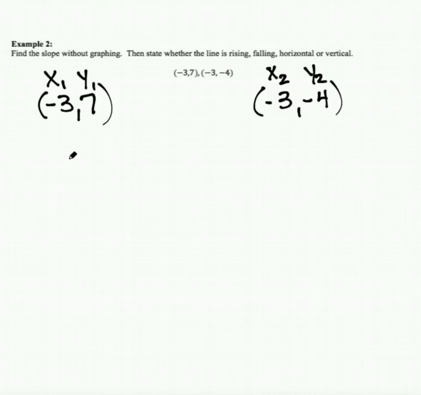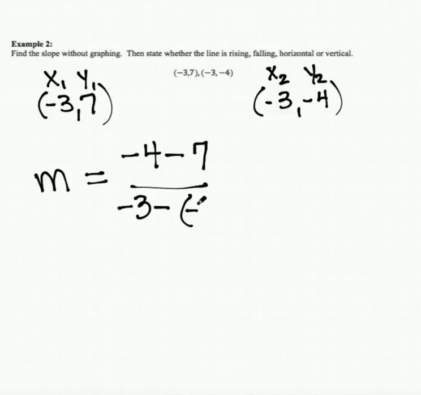Once I have them labeled, remember, I'm going to plug them into my slope formula. So slope, which is m, is equal to my y2, so negative 4, minus my y1, so minus 7, divided by my x2, which is negative 3, minus my x1, which is also negative 3. So negative 4 minus 7 gives me negative 11. And we know that negative 3 minus another negative 3 is the same as negative 3 plus 3, which I know is 0. So I have negative 11 divided by 0.